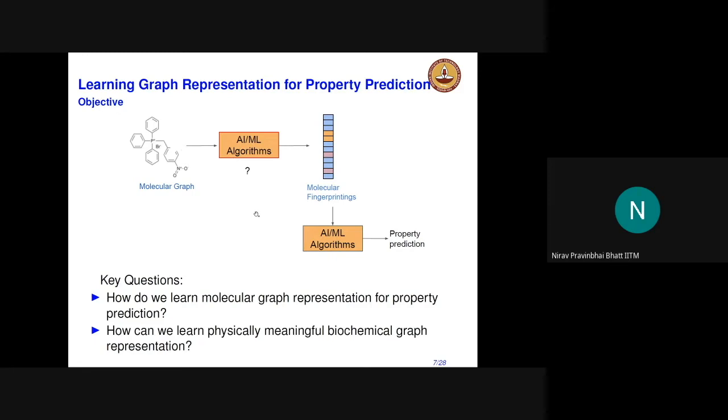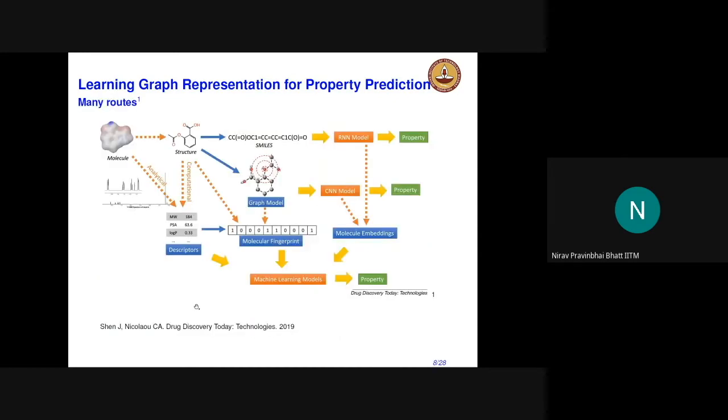But a more important aspect which we want to understand and learn is how we can learn a physically meaningful biochemical representation, which not only helps us in property prediction, but also in future allows us to generate novel molecules which can exhibit desired properties. With a completely data-driven approach, it may not be possible to do that particular task. Of course, the first question has been answered by many people, and what we are trying to do is bring in a second question. If we can answer it along with the first question, then it would be nice.